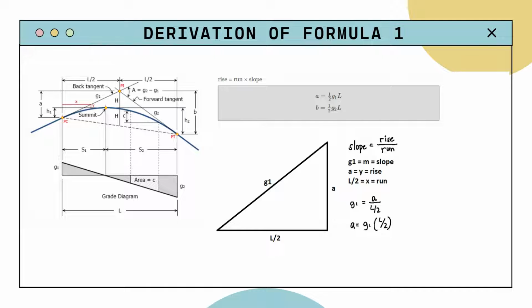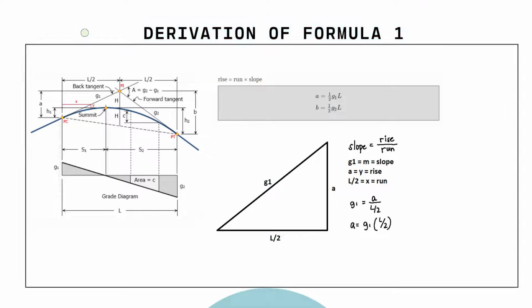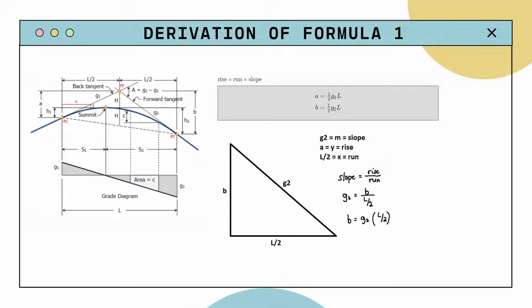As seen in the triangle below, we have G1 as the slope, A, which is the vertical distance between PC and PI, as the rise, and L over 2 as the run. So we have G1 equals A over L over 2, which then simplifies into A equals G1 times L over 2. In order to get B, we use the same concept as the previous slide, and we can get B equals G2 times L over 2.